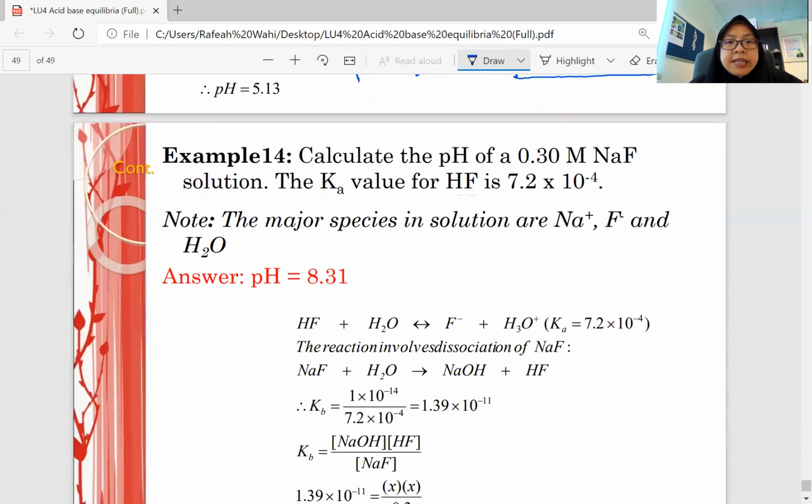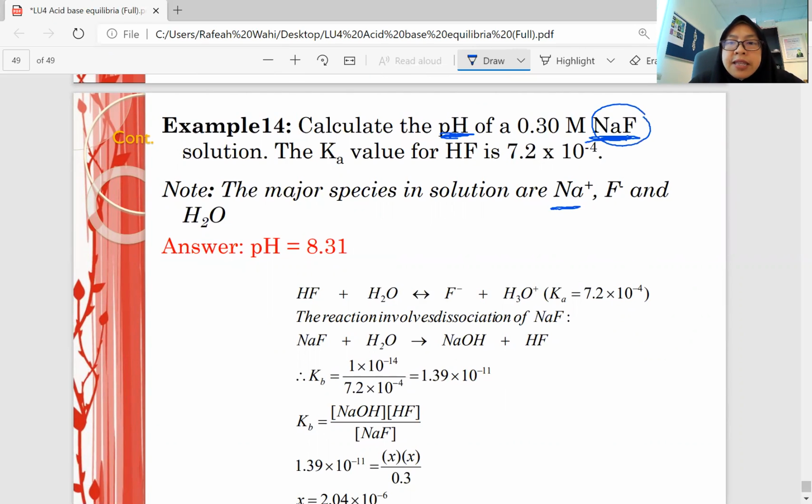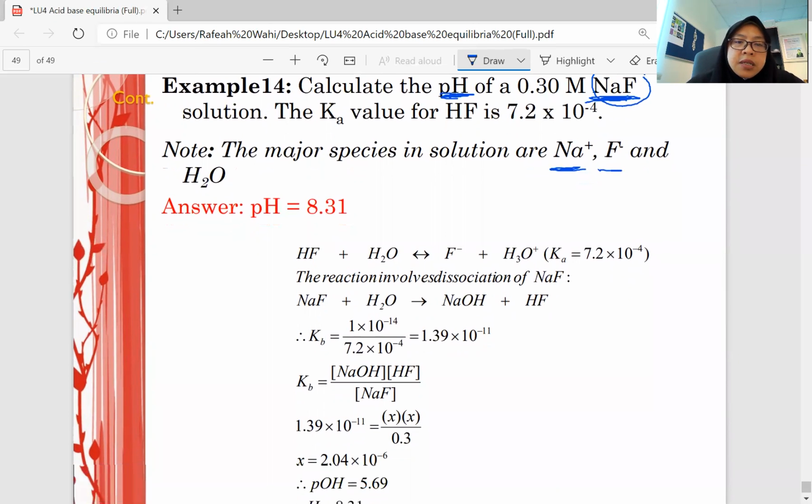Example 14. Calculate the pH of a 0.3 molar sodium fluoride solution. So the Ka value for HF is 7.2 times 10 to the power negative 4. So we note that the major species in this solution are NaF and H2O. Okay. We want to find the pH of NaF. So the major species here, we are dealing with Na plus and F negative. So here we write the dissociation reaction. NaF in water dissociates into NaOH and also HF.